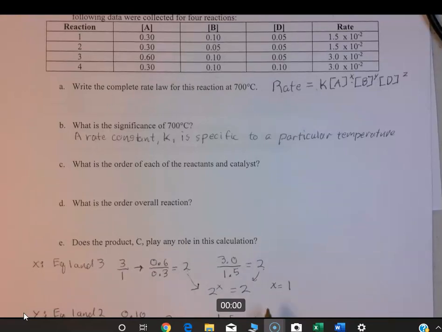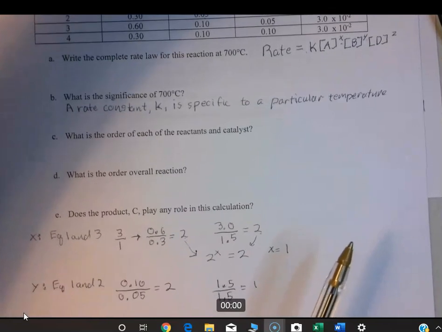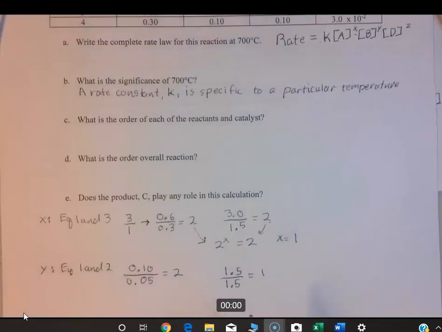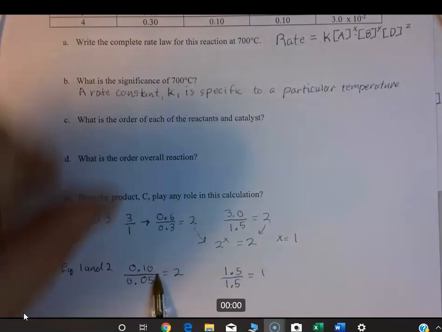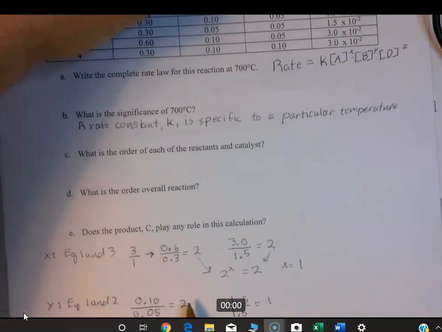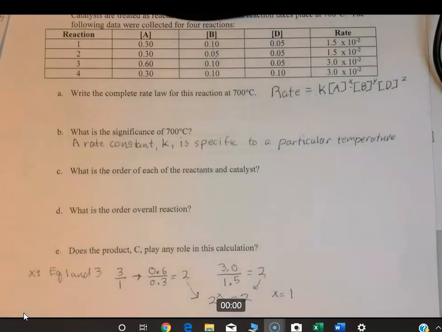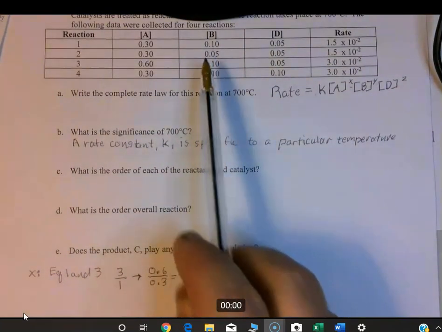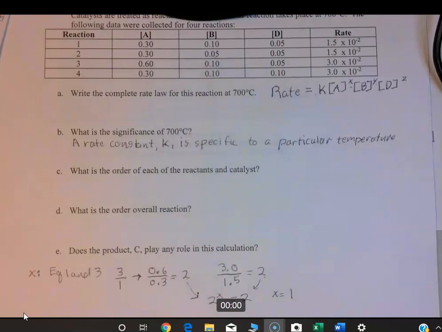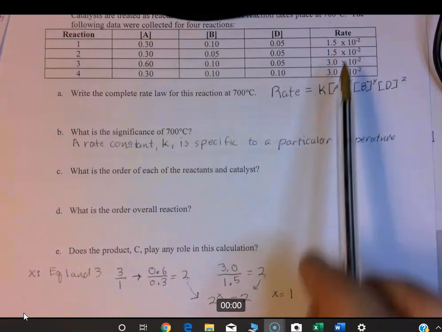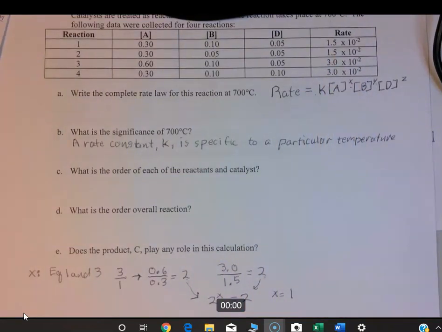So this is the number I got for the reactants. For the reactant, rather, B, so it's 0.10 over 0.05. It was 1 over 2, reaction 1 over reaction 2. And here it's reaction 1 over reaction 2. Both are 1.5, so that's 1.